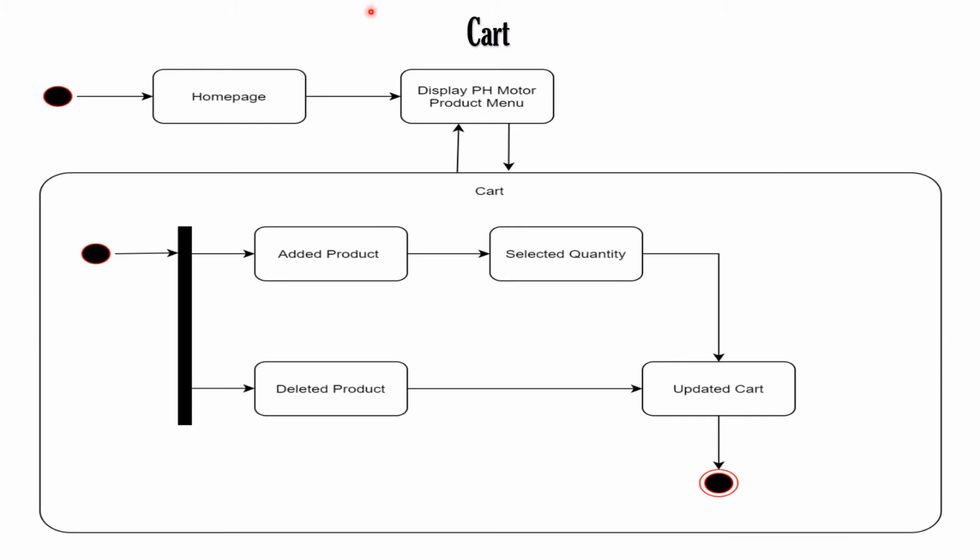The next one is the cart. In the cart, when the customer enters the home page, they also enter the displayed Behomoto product menu. Inside the cart, they can see the product added and also the selected quantity. If they want to delete a product, the cart will be updated. Also, if any product is added while they are browsing the product menu, the cart will also be updated.